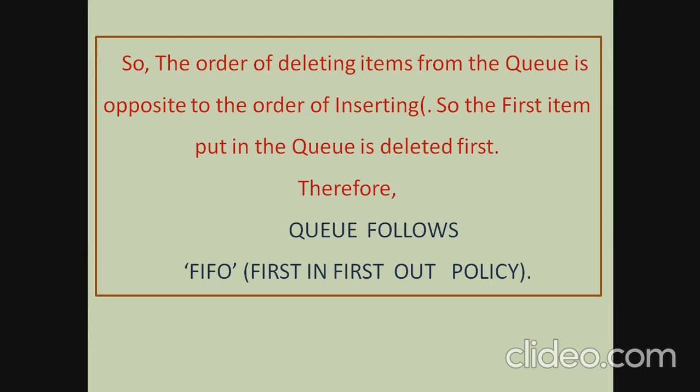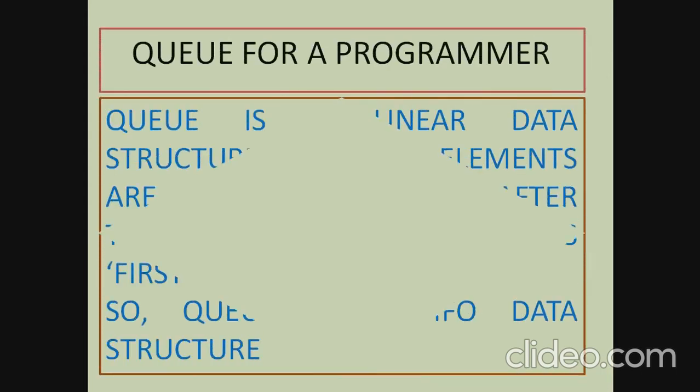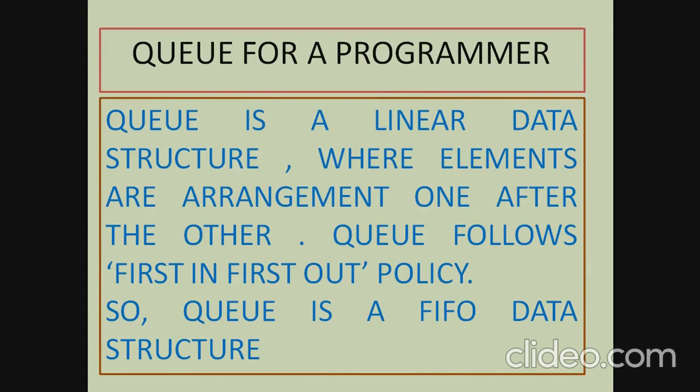So if a Python programmer is asked what a queue is, he will say that a queue is nothing but a linear data structure where elements are arranged one after the other. And which policy does a queue follow? A queue follows the first in, first out policy. So what type of data structure is a queue? A queue is a FIFO data structure, a first in, first out data structure.